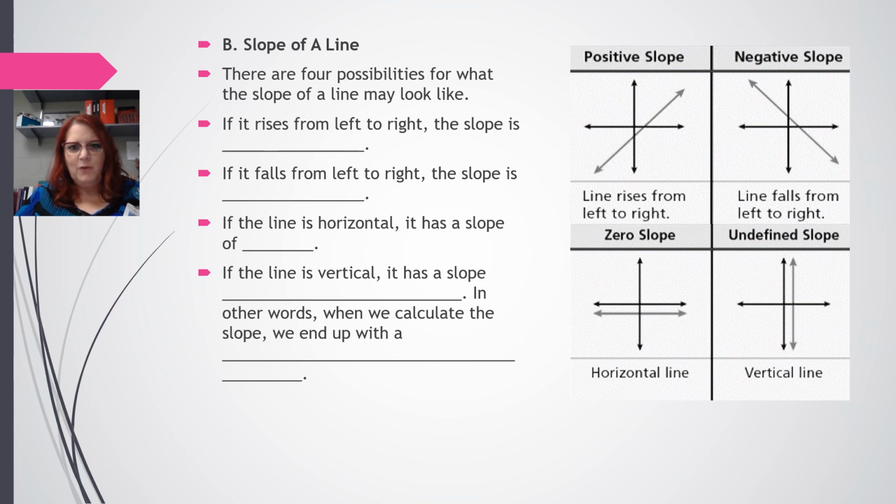So there are 4 possibilities on how this slope can look when we graph that line. So if it rises from the left to the right, the slope is going to be positive.